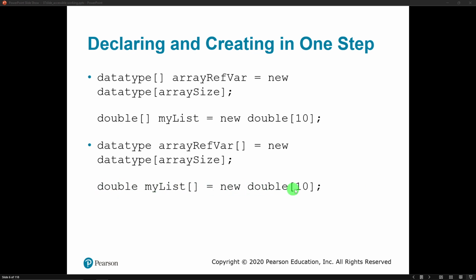Down here, you can see that alternate method. We're still creating the new array down here. They put the brackets on the right side instead of with the data type. Again, not a preferred way to do it. You should not do it that way.